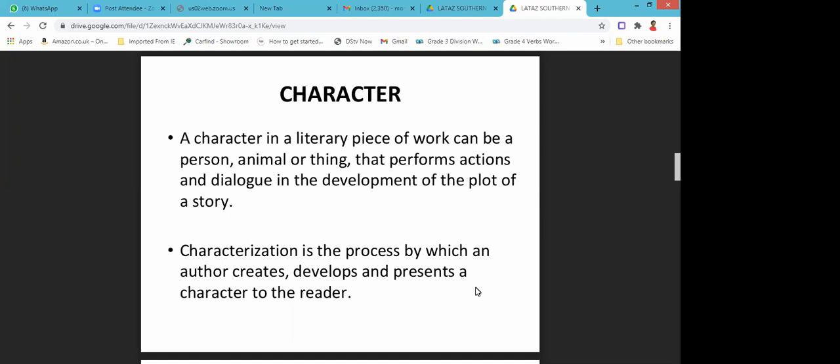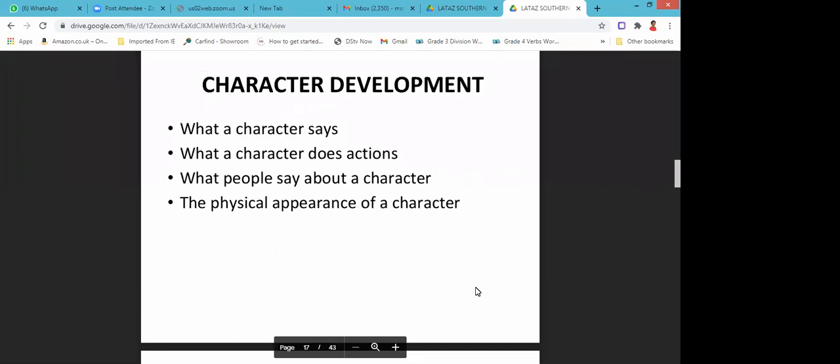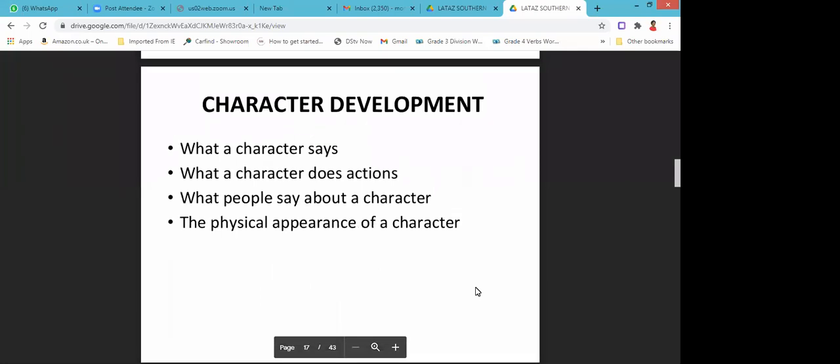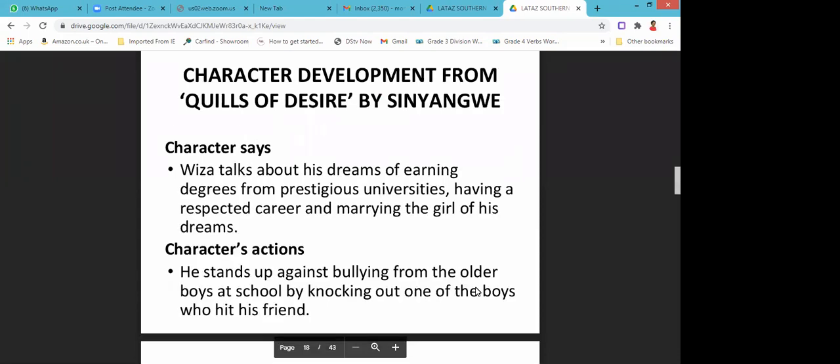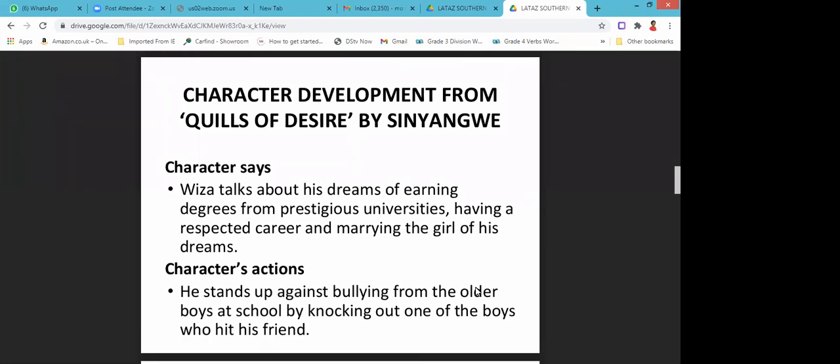Let us go to the next part. We see just how this developmental process takes place. So the author will look at the following. The author looks at what a character says, what a character does, his actions, what people say about a character, and the physical appearance of the character. Now let's look at an example of this development, and we will use Quills of Desire by Sanyangwe.